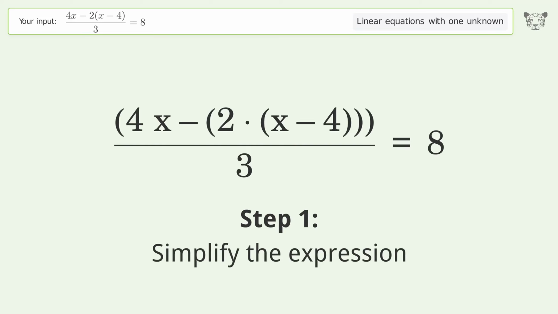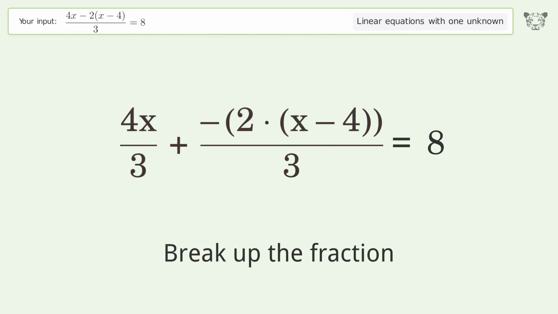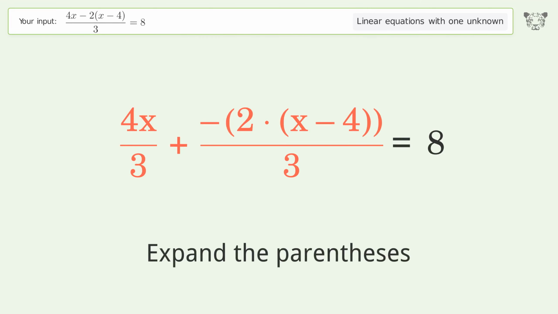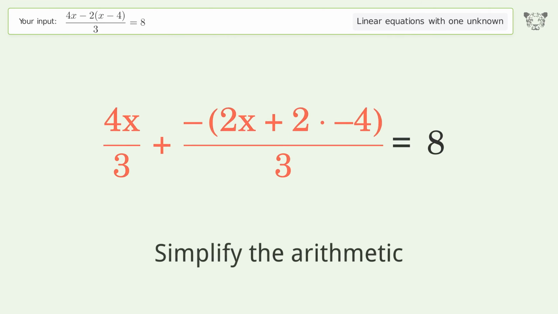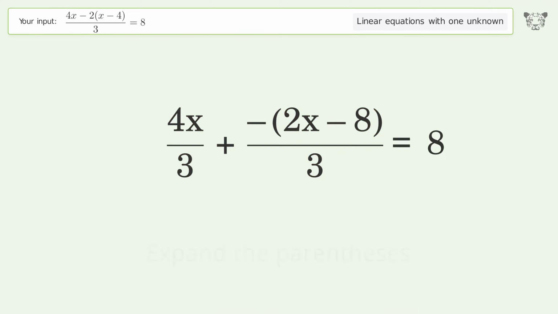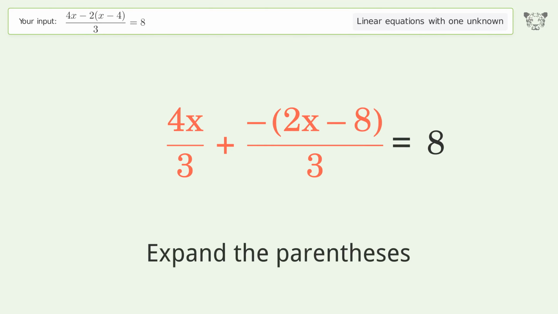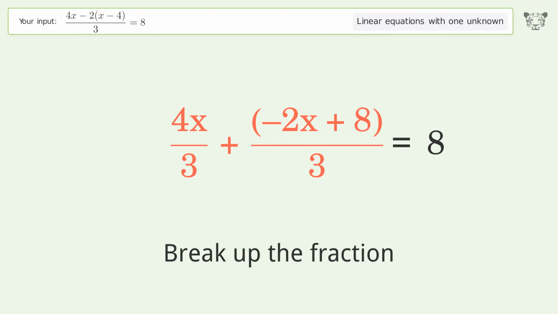Simplify the expression. Break up the fraction. Expand the parentheses. Simplify the arithmetic. Expand the parentheses. Break up the fraction.